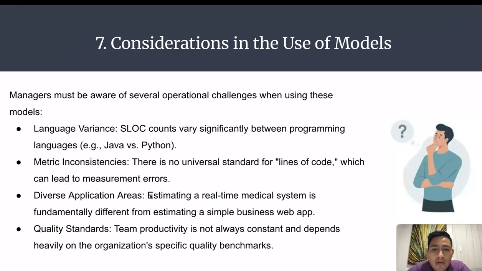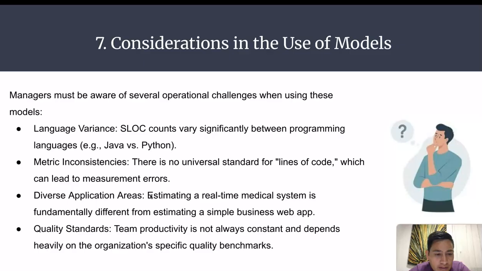7. Considerations in the use of the model. Managers must be aware of several operational challenges when using these models. First, language variables. SLOC counts vary significantly between programming languages, for example Java versus Python. Metric inconsistencies. There is no universal standard for lines of code, which can lead to measurement errors. Diverse application areas. Estimating a real-time medical system is fundamentally different from estimating a simple business web app.